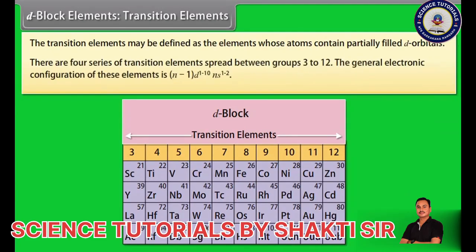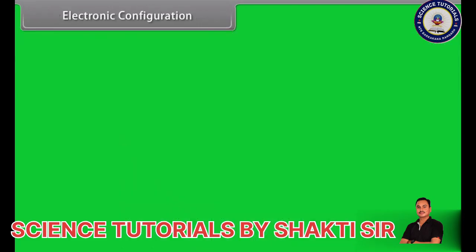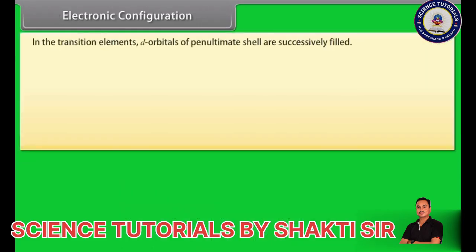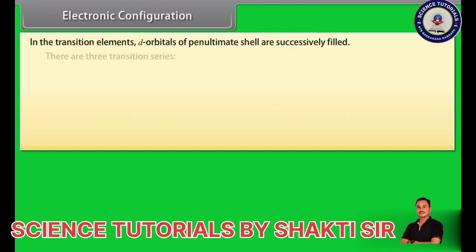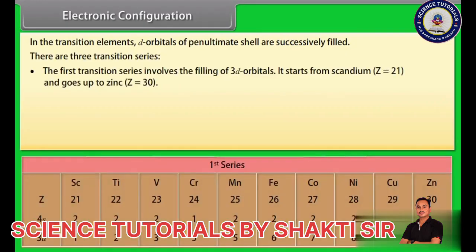There are 4 series of transition elements spread between groups 3 to 12. The general electronic configuration of these elements is (n-1)d1-10 ns1-2. Electronic configuration. In the transition elements, d orbitals of the penultimate shell are successively filled. There are 3 transition series. The first transition series involves the filling of 3d orbitals.